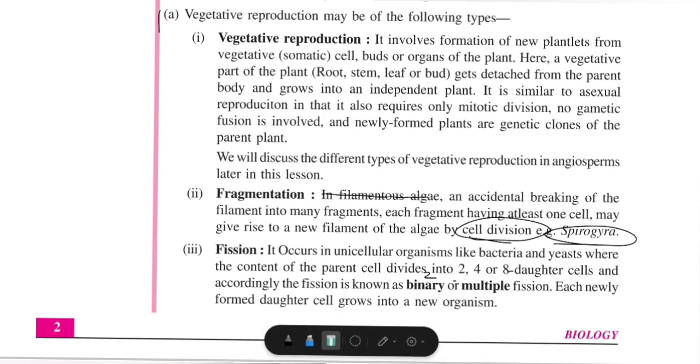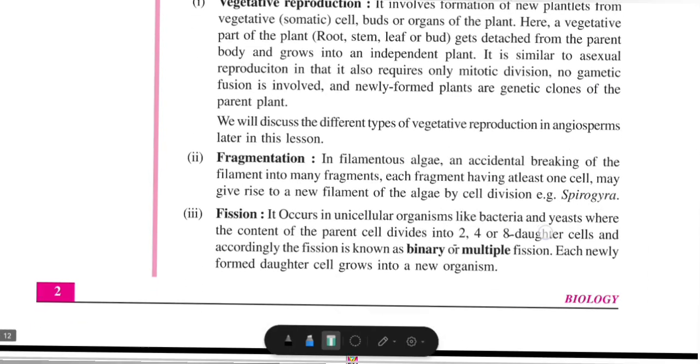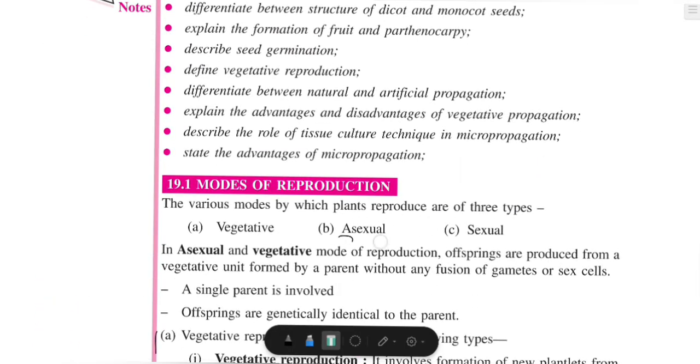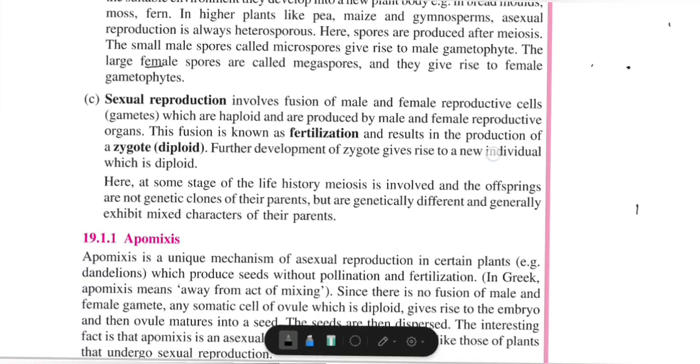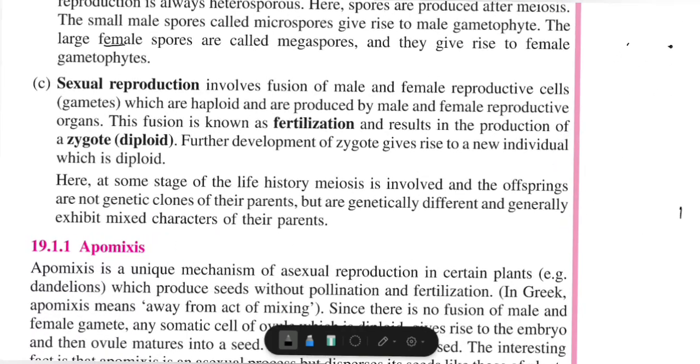Okay, now we can move on to the next topic. So the first thing, what did we learn? We learned that the various modes of reproduction, there are three types. Vegetative, we discussed. Asexual, we discussed. Now we are going to be discussing the last and final topic, which is sexual. Now let us go down and discuss sexual reproduction.